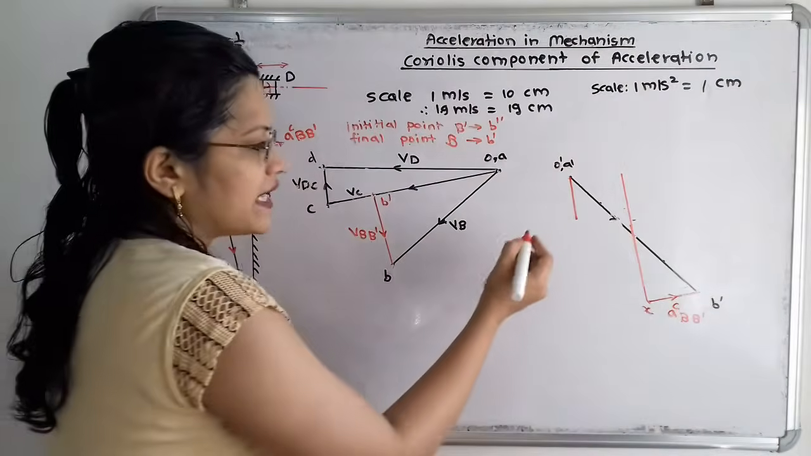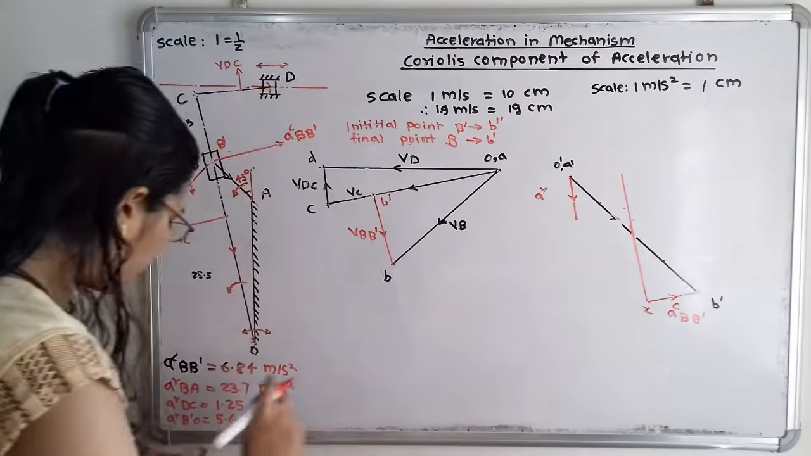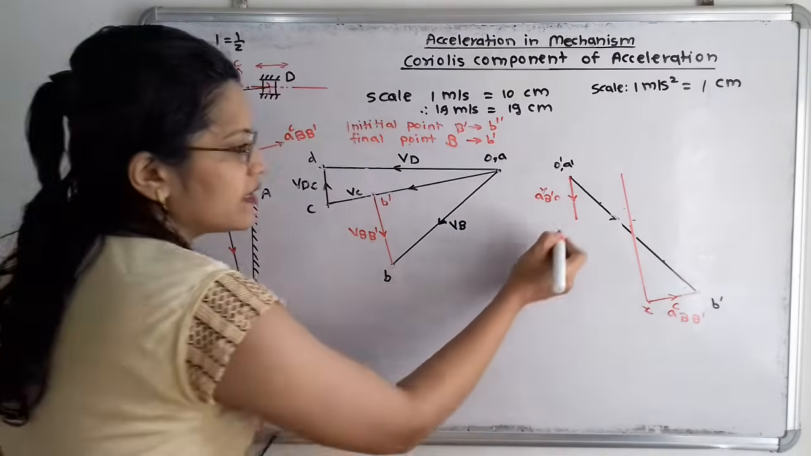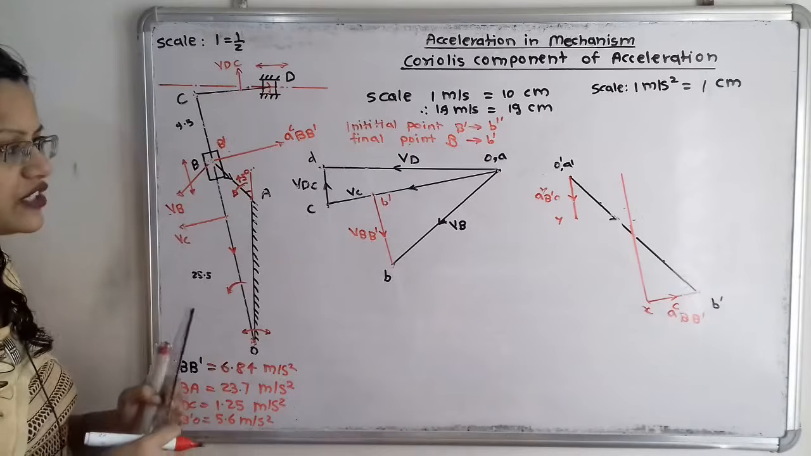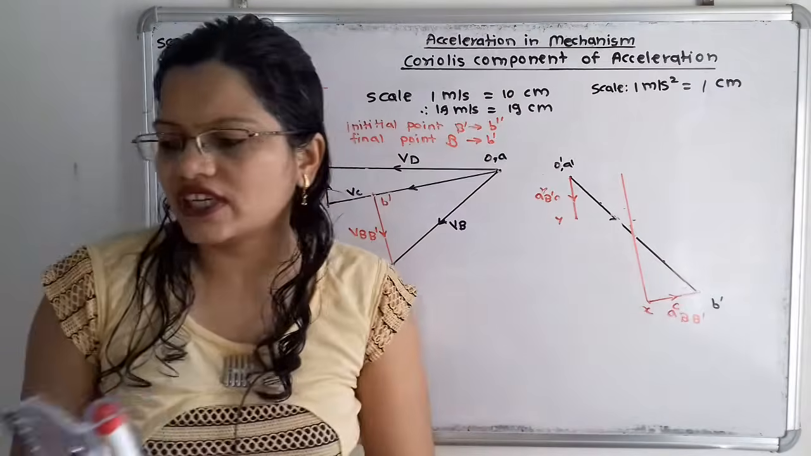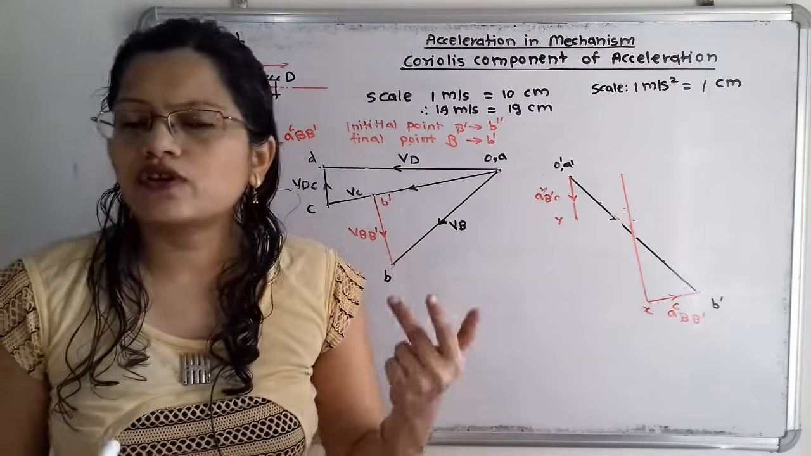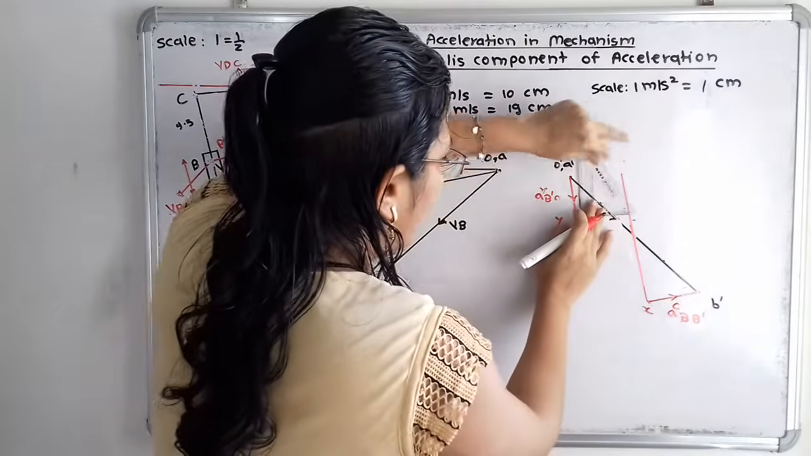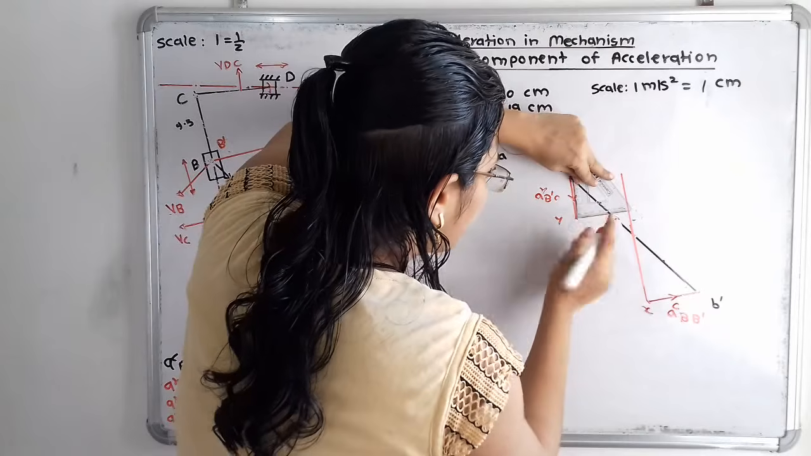So here I will show an arrow, and it will indicate the radial component of acceleration of B dash O. And here will be, I will say, point Y, because this is the component of acceleration. Now we know that this radial component and tangential component are perpendicular to each other. So we don't know the magnitude of the tangential component. So here I will draw one line perpendicular to this radial component.